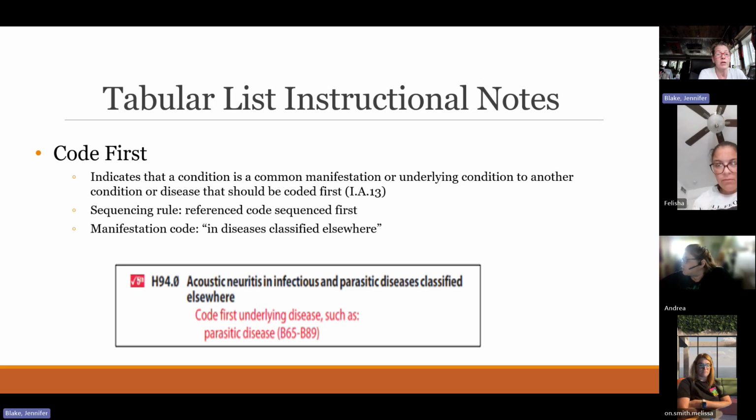And it's up to you to go back to the notes and see what kind of parasitic disease you're looking for, that B65 to B89. Your physician's notes is going to tell you what kind of parasitic disease it is. So then you got to go to B65 through B89 and see which one you should code. So that's what I mean about if you need another code for one diagnosis, your book is great. Your book is going to tell you what you need to code.